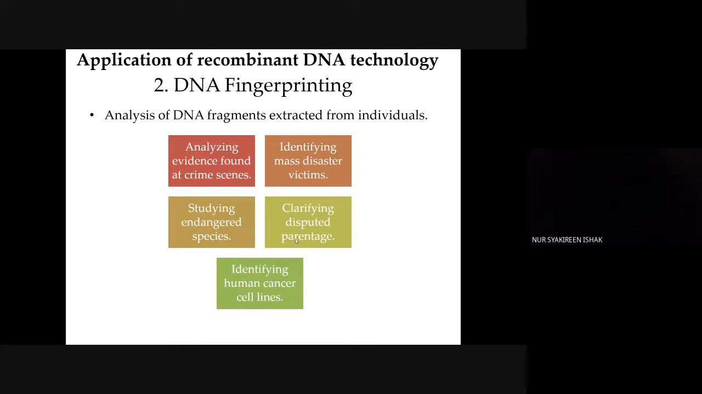So kita boleh buat paternal test kat situ kan. So tengok dia punya DNA pattern dia sama ke tak. So that is one of the example.